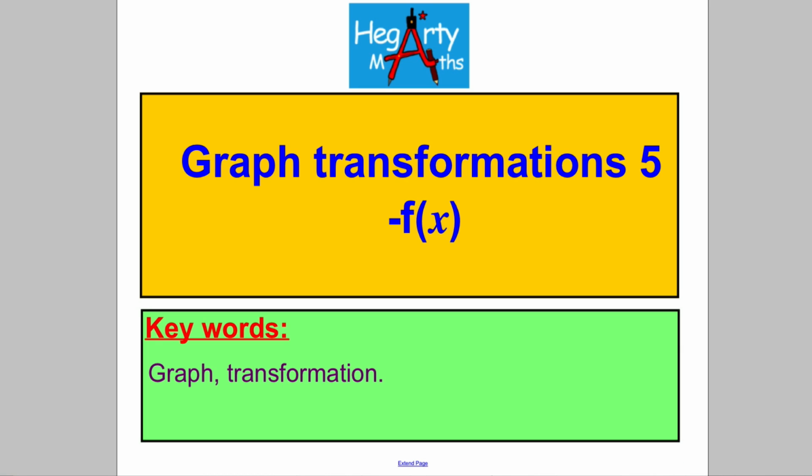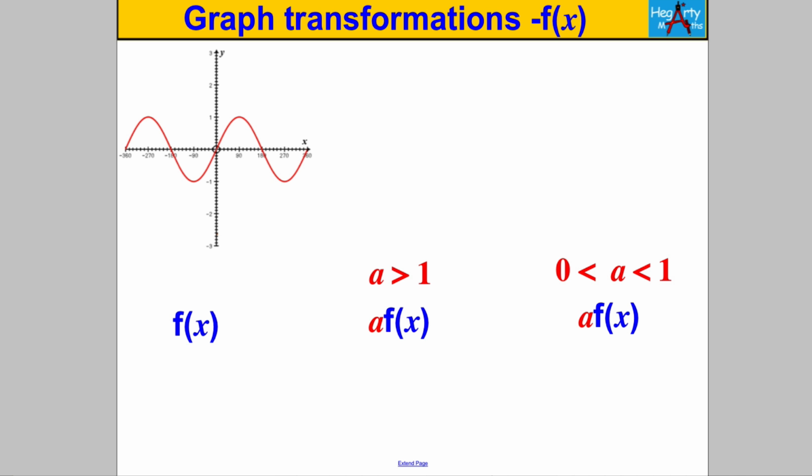It's Mr. Hegarty here. It's our fifth video on graph transformations. Let's start with something we already know. We have previously talked about the following types of graph transformations. Assume I start with a graph f of x. I want you to try and remember what happens if you draw the graph a multiplied by f of x, in the case where a is bigger than 1 and the case where a is between 0 and 1. Pause the video and double check you can remember how to do that.